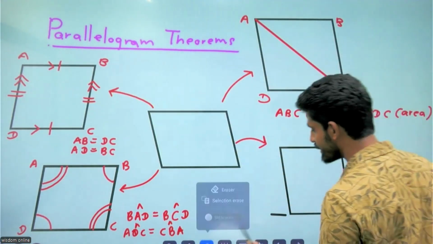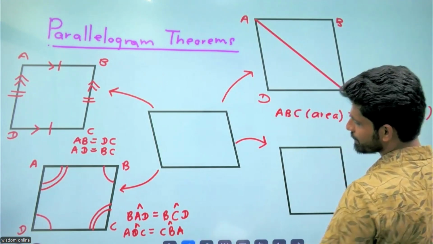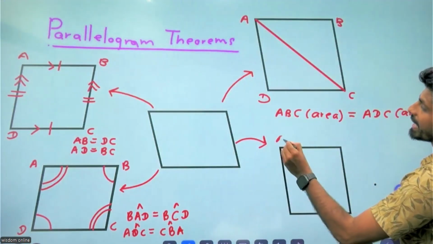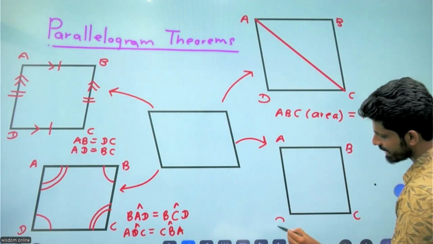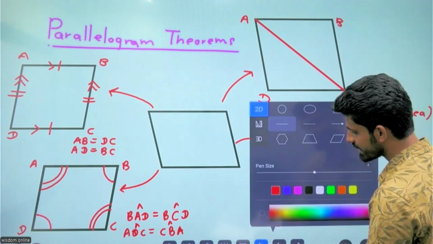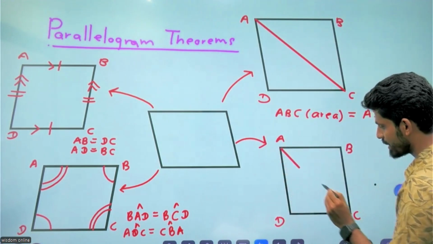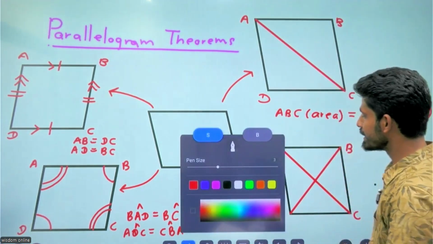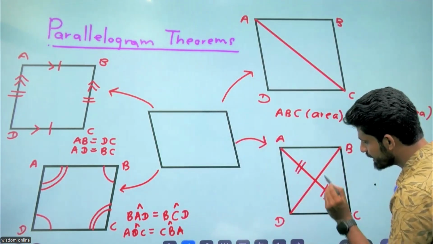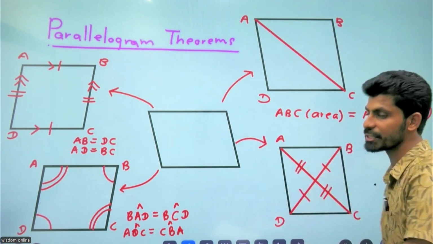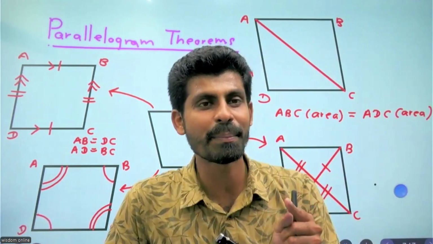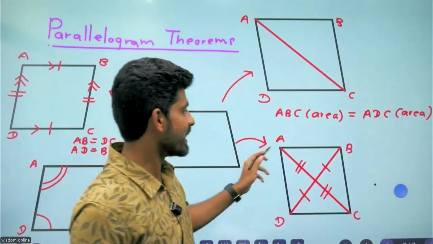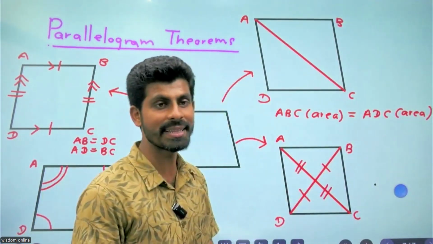Let's quickly move to the last theorem related to parallelogram, right? I'm going to take A, B, C, D, and I'm going to draw the diagonals. Look at the diagonals, 1, 2. Diagonals bisect each other. So this one is a very important and very simple theorem. So what is that one? In a parallelogram, diagonals bisect each other.